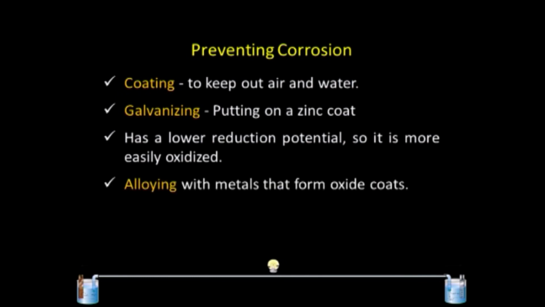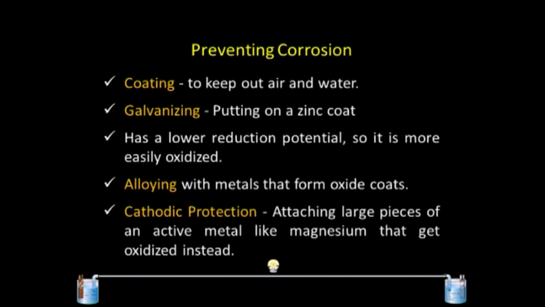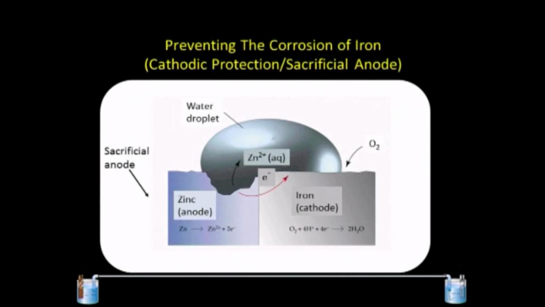Alloying the metals to form oxide coats, and the last one is cathodic protection, that is attaching large pieces of an active metal like magnesium that get oxidized instead of iron. This is an example of preventing the corrosion of iron by cathodic protection, that is sacrificial anode.